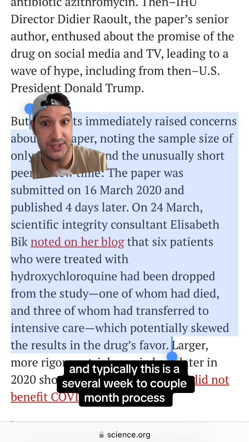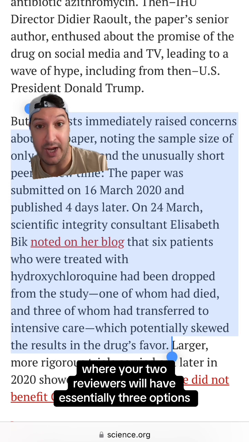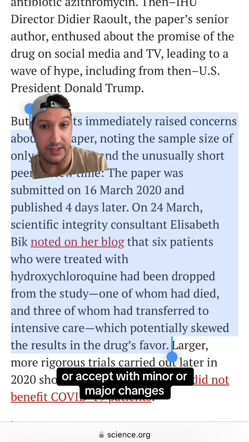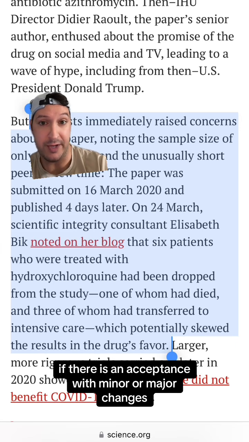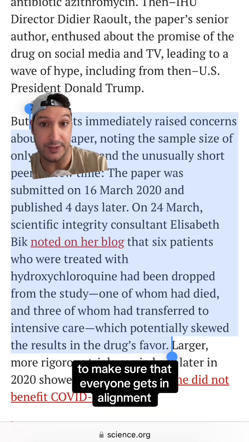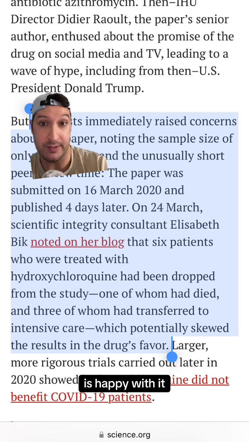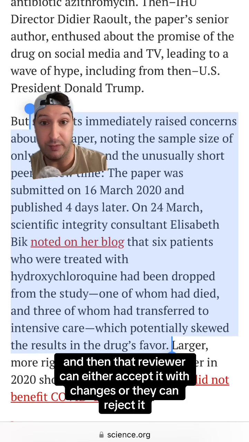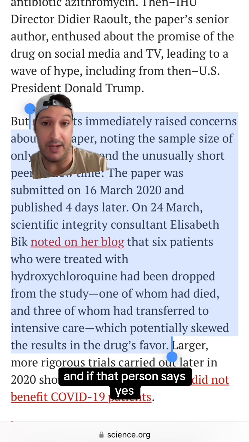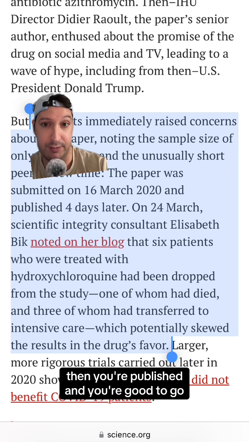And typically this is a several week to couple month process, where your 2 reviewers will have essentially 3 options. They'll have accept as is, reject as is, or accept with minor or major changes. If there is an acceptance with minor or major changes, then there's a correspondence period between the authors and the reviewer to make sure that everyone gets in alignment and is happy with it. And then that reviewer can either accept it with changes or they can reject it, in which case the authors can submit for a 3rd reviewer to look at it, and if that person says yes and you have 2 out of 3, then you're published and you're good to go.